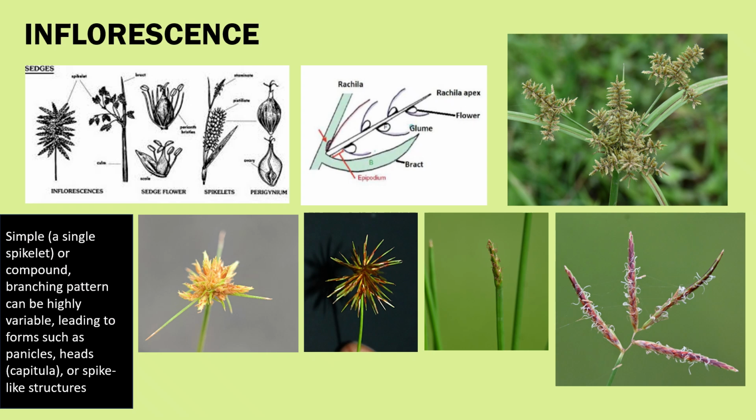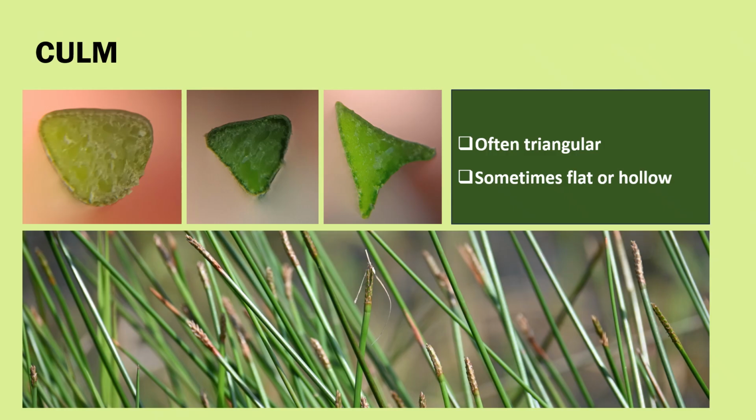Next we will see the stem, or the culm. In most cases, the stem of Cyperaceae is triangular and solid, except in some cases where it can be hollow or somewhat flat. So these are some of the characteristics of the stem of the Cyperaceae.